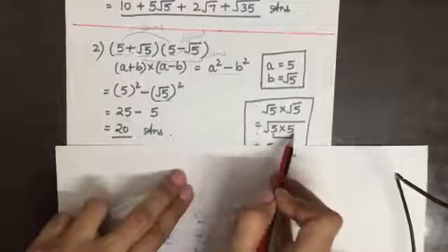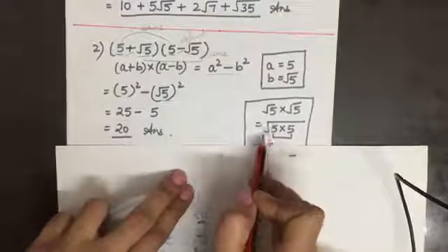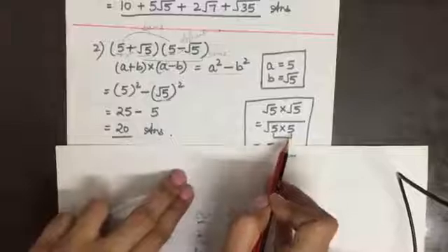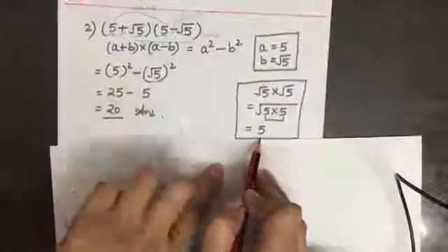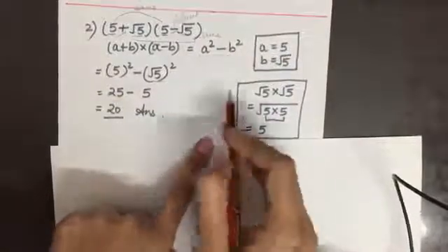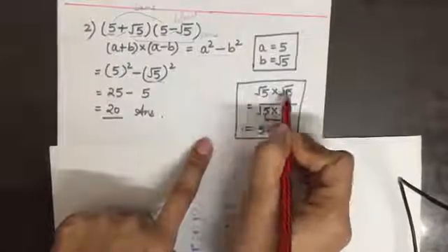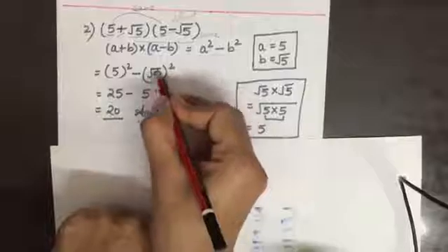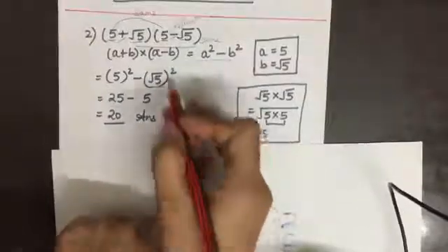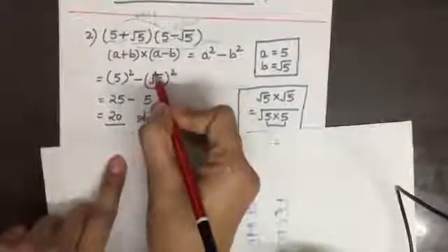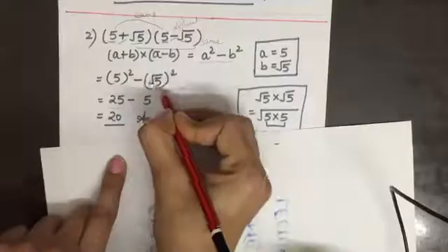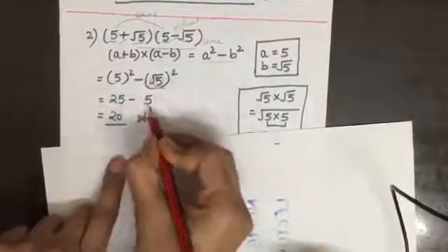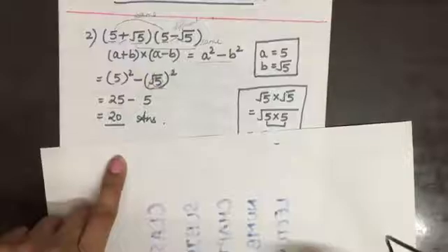That means both the 5's are inside the square root, and when they are inside the square root a pair is formed. We'll take out one 5 from this pair, so the answer would be 5. In other words, the square and square root would be cancelled out and we would be left with this number. So 25 minus 5 is 20.